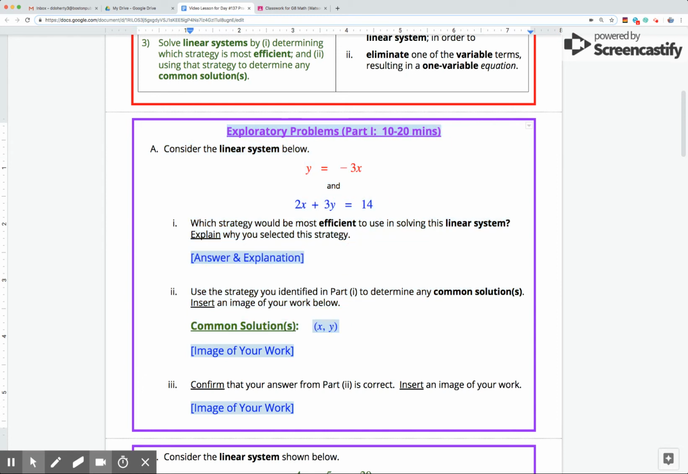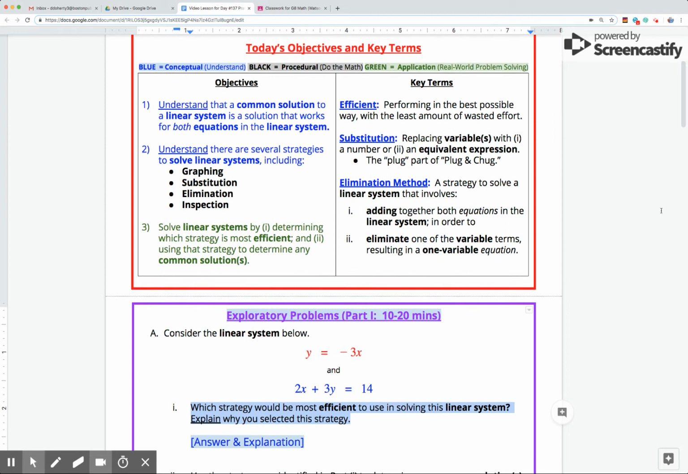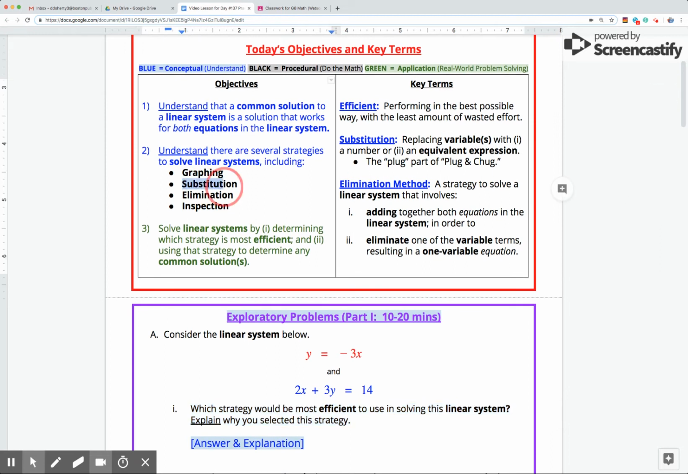We worked on finding the most efficient or the best strategies to use based on what we see in the two equations or the linear system we're provided. Two of the big things we focused on were substitution or elimination as two of our main methods when we're just given two equations for a linear system. Graphing, of course, if we see graphs or if we're good at making graphs, is always an option when we're working with linear systems, and we'll talk later about inspection.